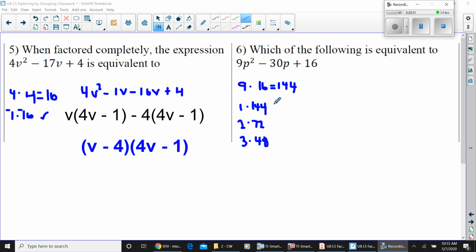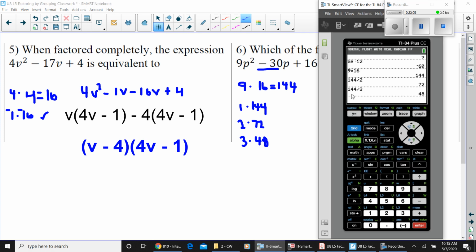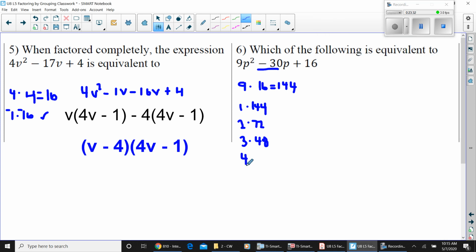Number 6, see 9 times 16 is 144, and that creates a problem because you have to get two factors that multiply to 144 but add to negative 30, and that might be a little bit difficult. But I'm using my calculator, and I just want to show you. I'm just starting at 1. 1 times 144, 2 times 72, I'm putting 144 divided by 2 to get that 72. Then I did 144 divided by 3 and I got 48. I still cannot make 30 out of this. So I'm going to do 144 divided by 4 and see if that works out. And so this is 4 times 36.